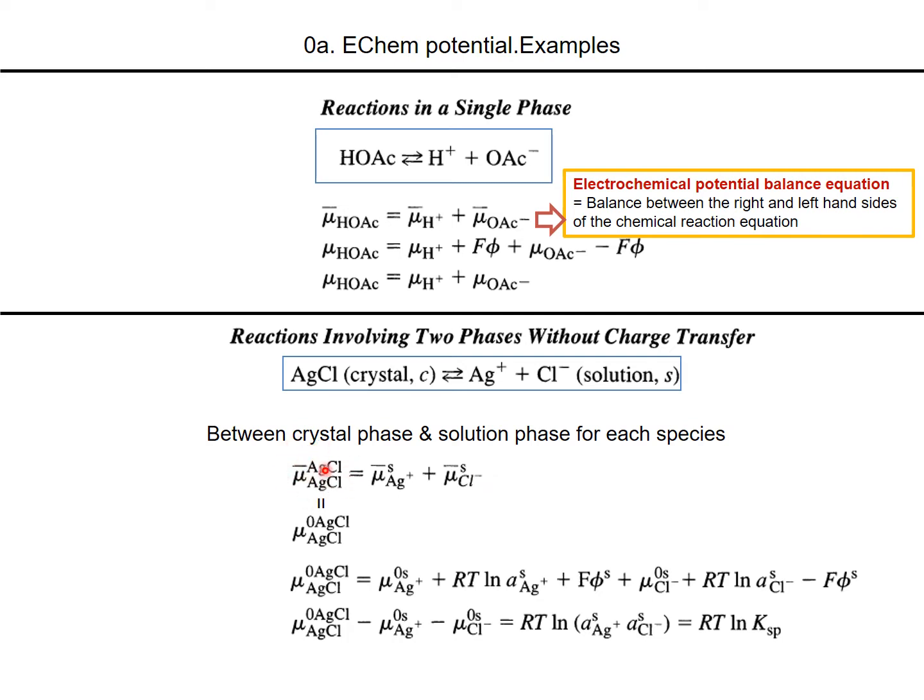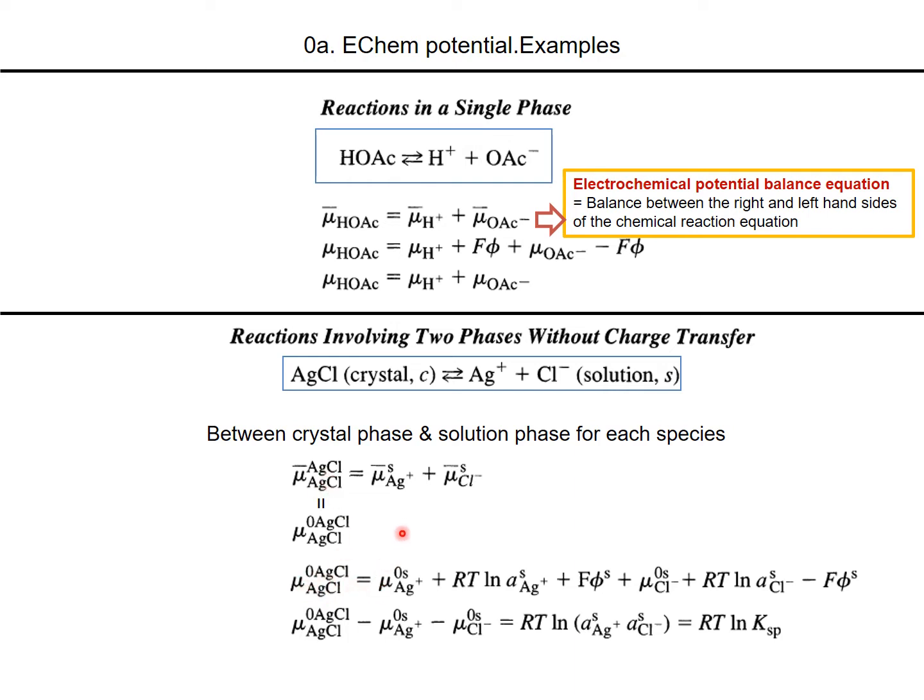The left term is just the standard chemical potential, because silver chloride is solid, so its activity is 1. So you could neglect the activity term for the chemical potential. And also there is no charge for silver chloride, so the electric potential term is cancelled. So it is just the standard chemical potential for silver chloride.